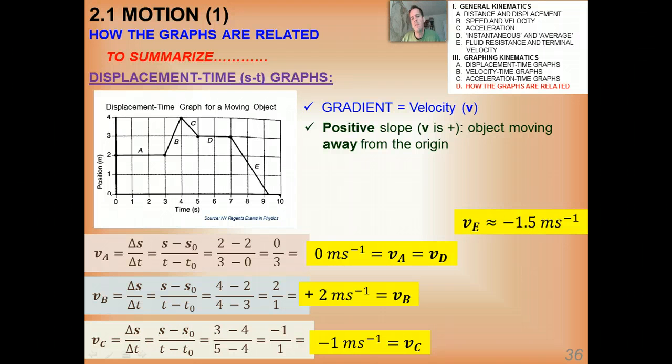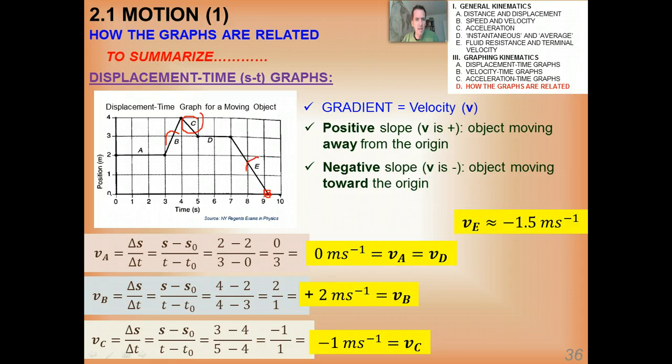In V sub E, this is an approximation because notice that this doesn't actually cross the x-axis right at 9. So I got about negative 1.5 meters per second, okay? A negative slope is an object moving towards the origin or backwards, okay? So in segments B and E, this object is moving back to where it started. Only in segment B is this object moving away from where it started.